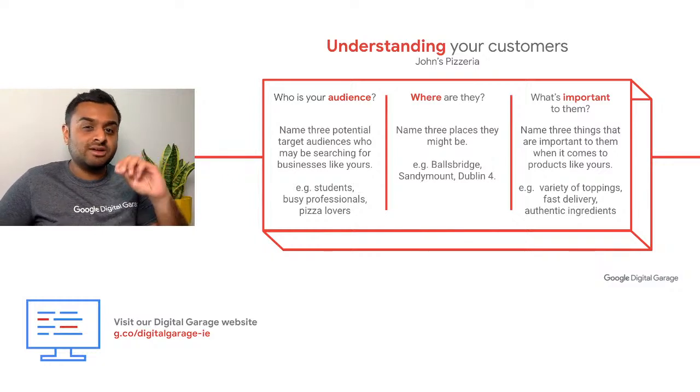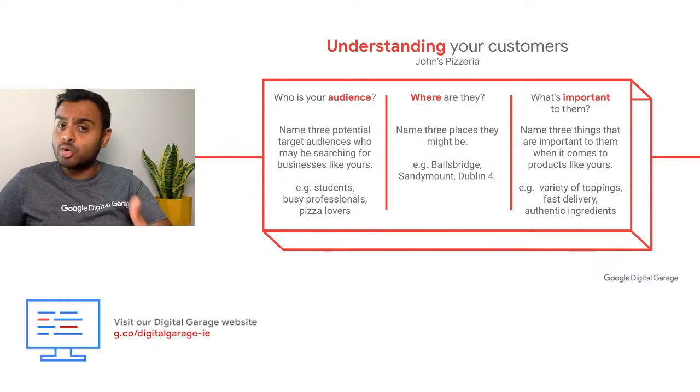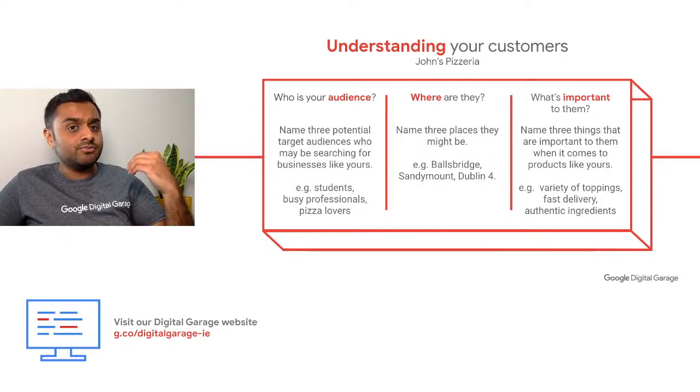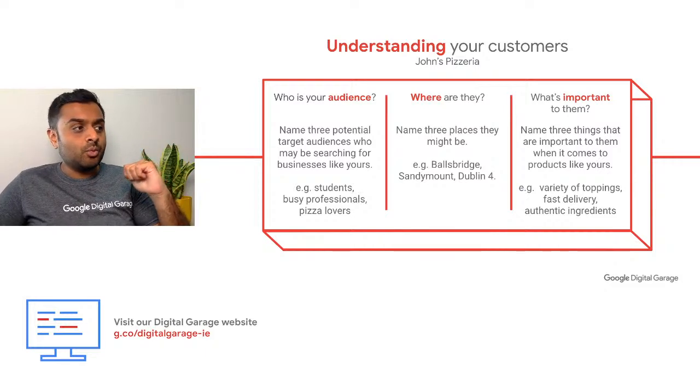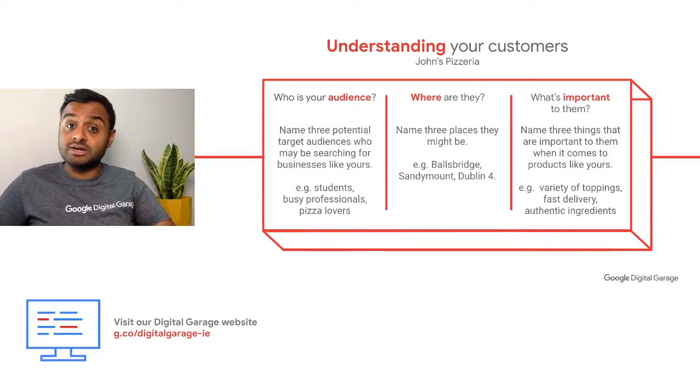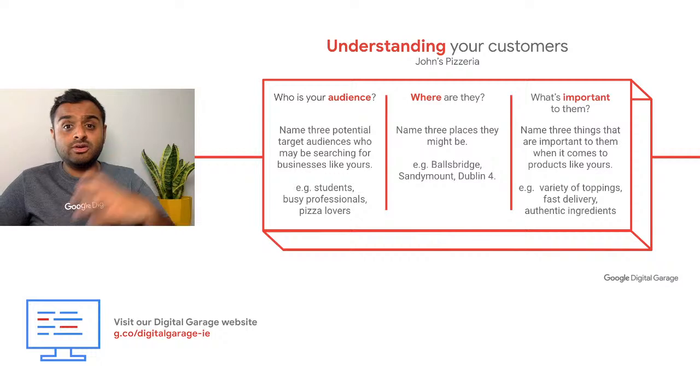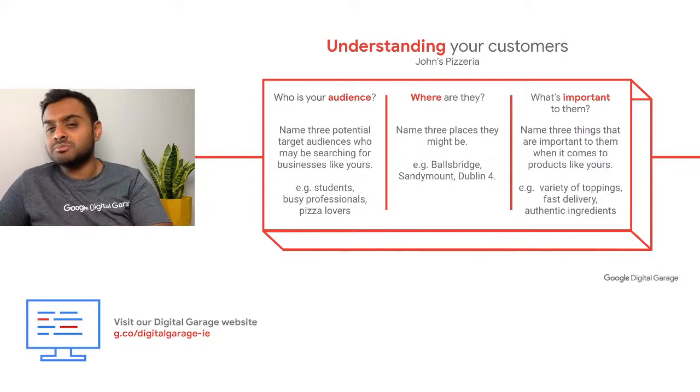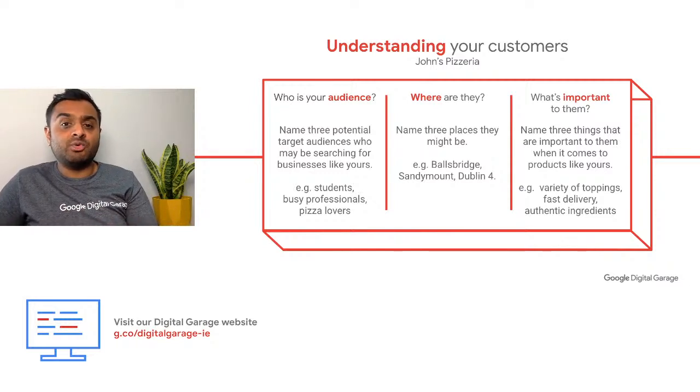We've asked him to answer 3 questions, and these are questions that you're more than welcome to jot down for yourself as well: who is your audience, where are they, and what's important to them. What John's done here is identify 3 potential target audiences or customers who might be searching for restaurants like his, or pizzerias to be specific. You could go for 5 if you have that sense of variety, but try to keep it small first, then you can always gradually build that out if you wish.